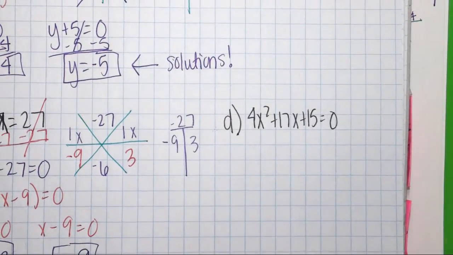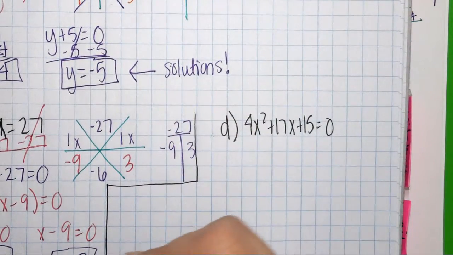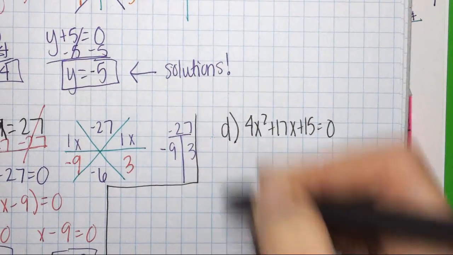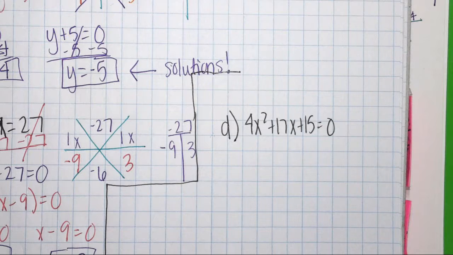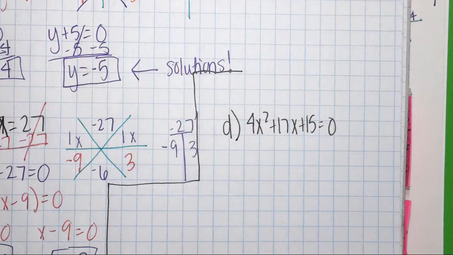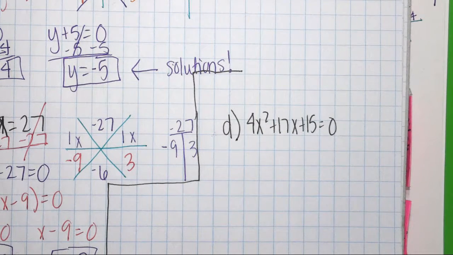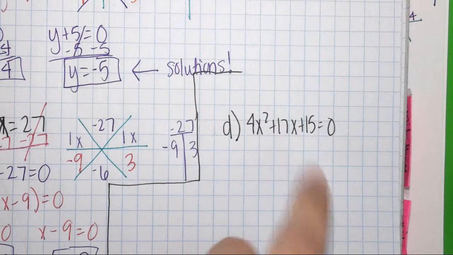Oh, you can't see the problem. Super sorry. It's already in the correct form, right? It's already equal to 0. Yes, 4x squared plus 17x plus 15.